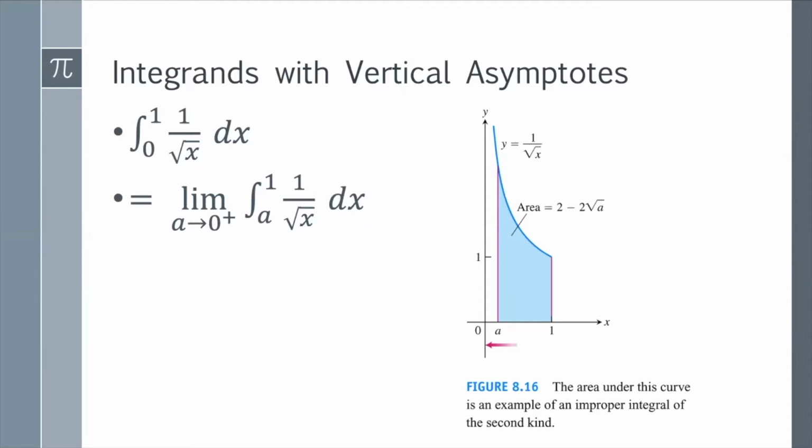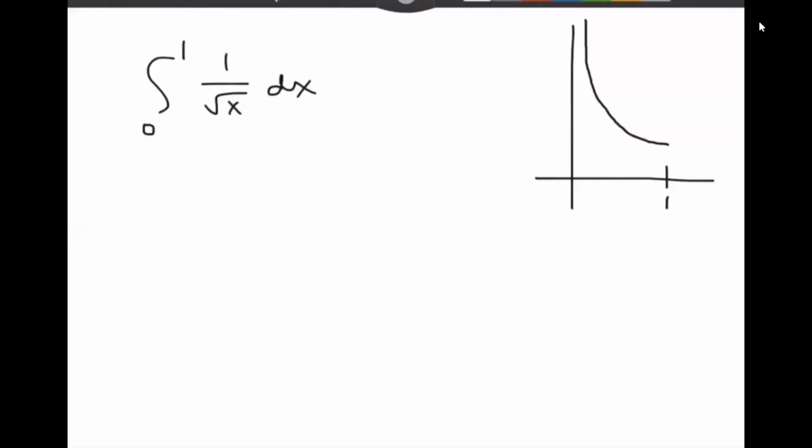And I am going to switch over to my tablet and talk you through how this works. All right, here we go. So since this function has a vertical asymptote at x equals 0, the way that we have to set up this integral is to imagine a number a. We're going to take the integral from a to 1, and then we're going to let a approach 0 from the right.